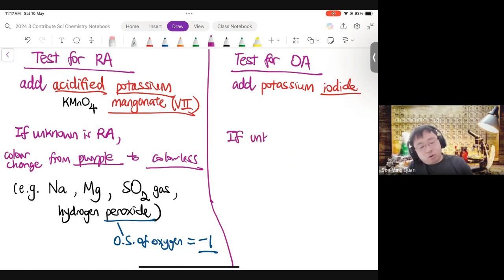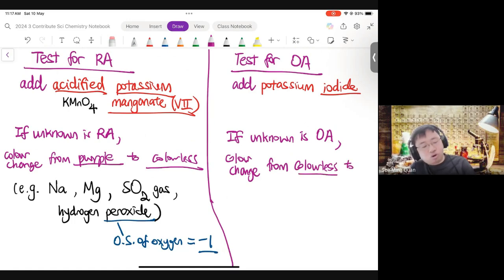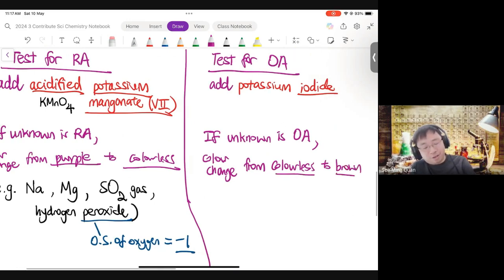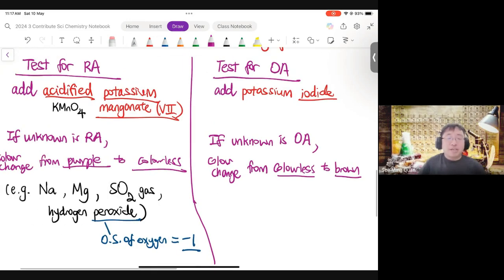If the unknown substance that you added potassium iodide to is an oxidizing agent, then there is again a color change. That's how you know it's there. It's from colorless to brown. So you will need to know the color changes as well. In the test for oxidizing agents, you add potassium iodide solution. If it's an oxidizing agent, it will change color from colorless to brown.